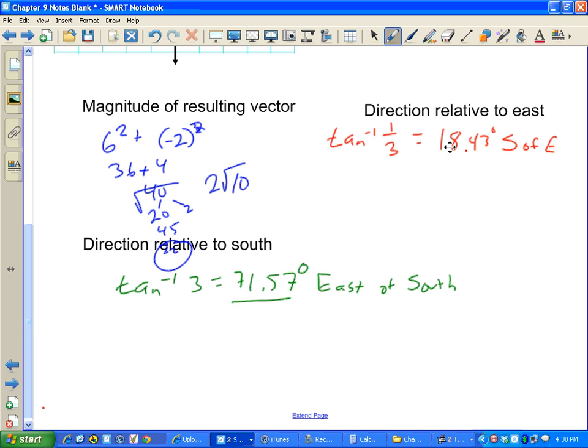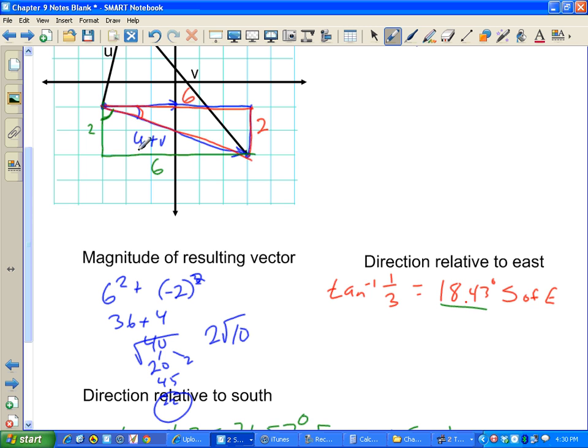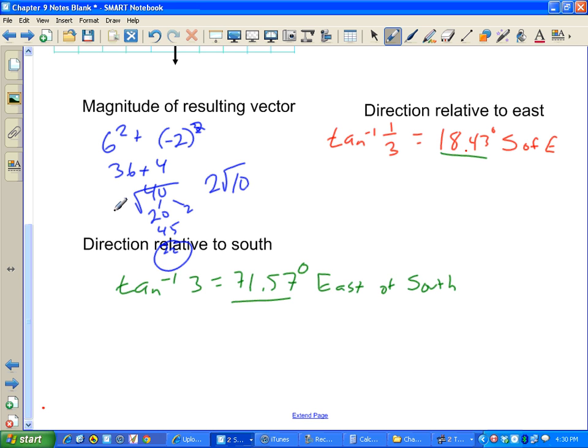If you notice, these two are really just the two angles that I get in my triangle. So if I find one, I could find the other one by subtracting from 90. That's all you'll be expected to do with vectors, but if you ever take physics or certain other science classes, you'll see these again.